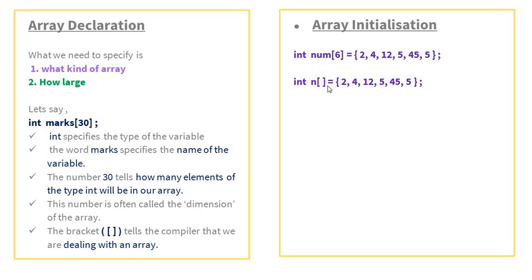Whenever you don't mention the size of the array, you have to specify initial values. You can do it like this, but we cannot ignore this 30 whenever we are just declaring the array. So if you are initializing the array, only then can you ignore the dimension of the array. Now what is the difference between array declaration and initialization?